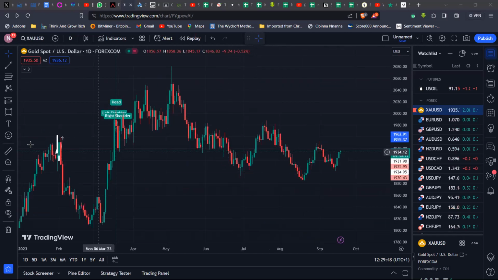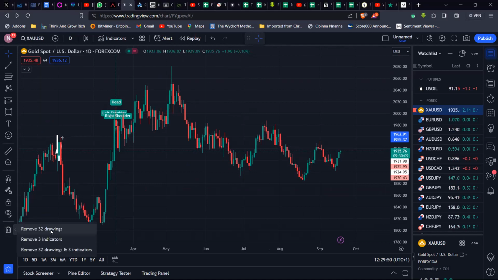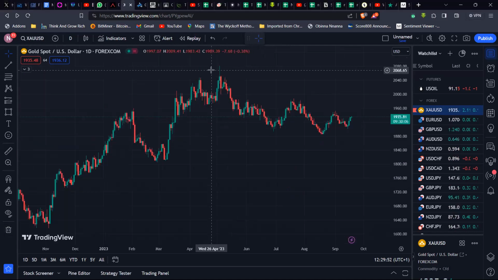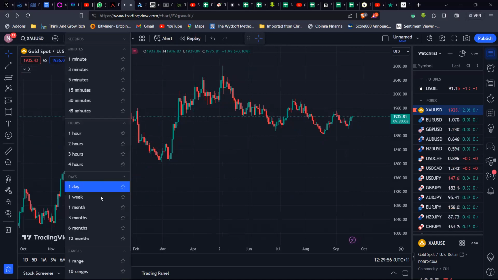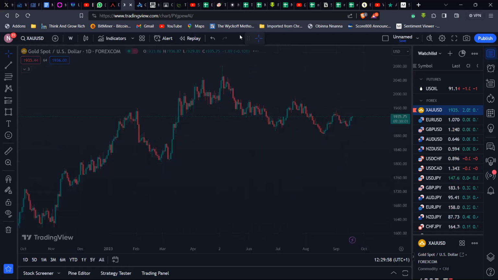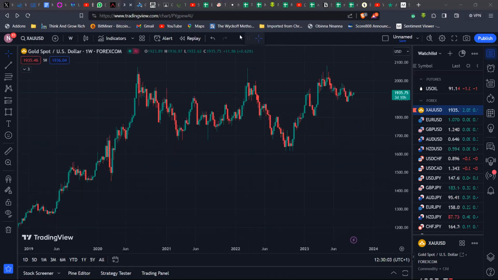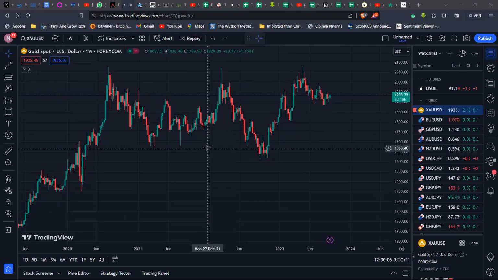Okay, so what I'm going to do is delete everything here. We are going to take a top-down analysis, a bird's eye view of the pair. I'm already on gold. GBPCAD and EURGBP, we'll look at those two as well. This is the weekly chart for gold.